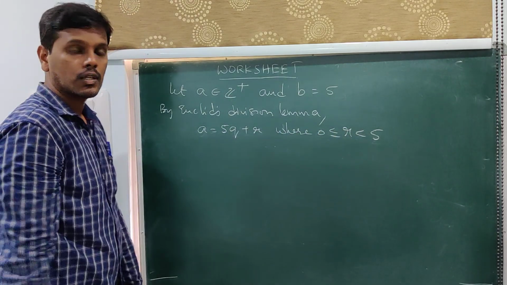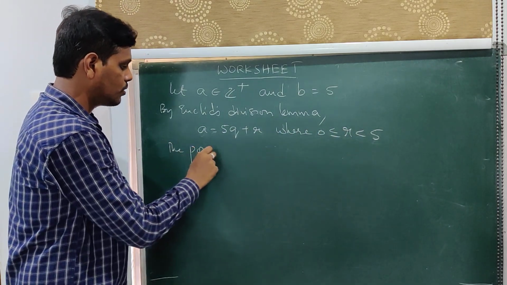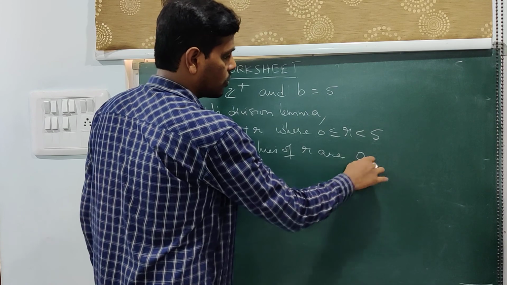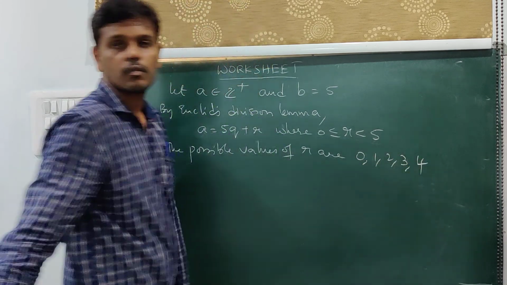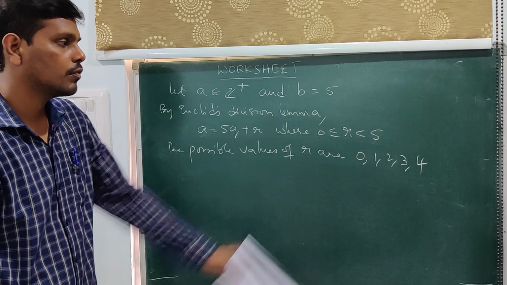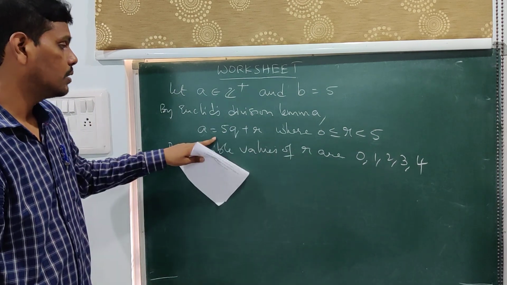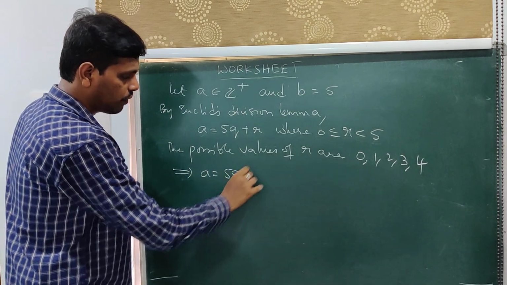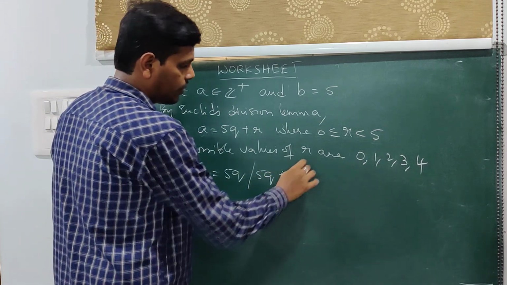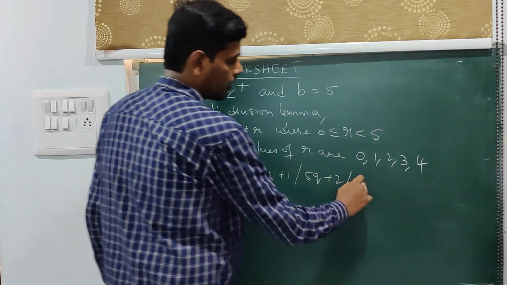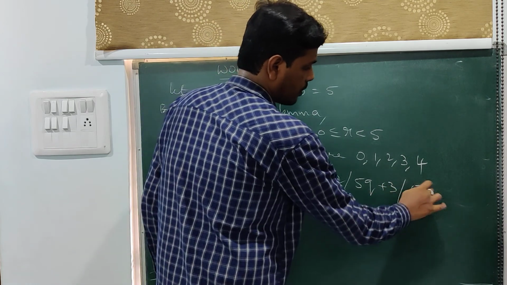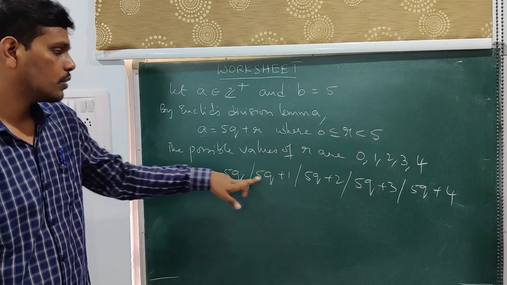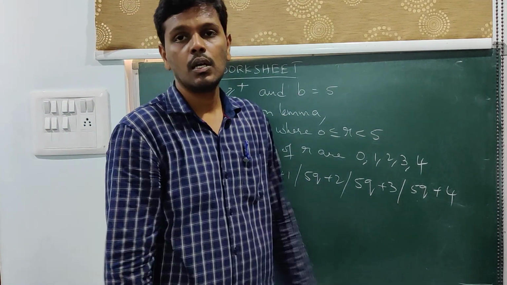So r is less than 5, think of the possible values of r. The possible values of r are 0, 1, 2, 3, 4. Now substitute those values in this equation, you will get the possible forms of a. So that will imply a is equal to 5q or 5q plus 1, 5q plus 2, 5q plus 3, 5q plus 4. So this is the form of a. So a can take the form 5q, 5q plus 1, 5q plus 2, 5q plus 3, 5q plus 4.